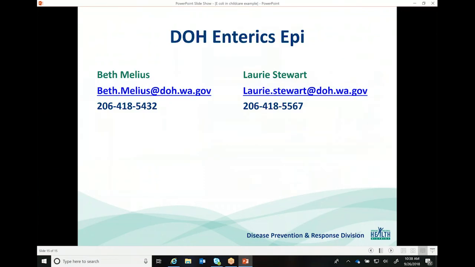And finally, I just wanted to provide also a couple of resources here for the Department of Health enterics epidemiologists. These are the 2 enterics epis, Beth Melius and Lori Stewart, and they're both really wonderful and knowledgeable and helpful in these kinds of scenarios. So I would encourage you to seek out their assistance should you have one of these scenarios come up. And of course, we're happy to help as well here in Spokane.